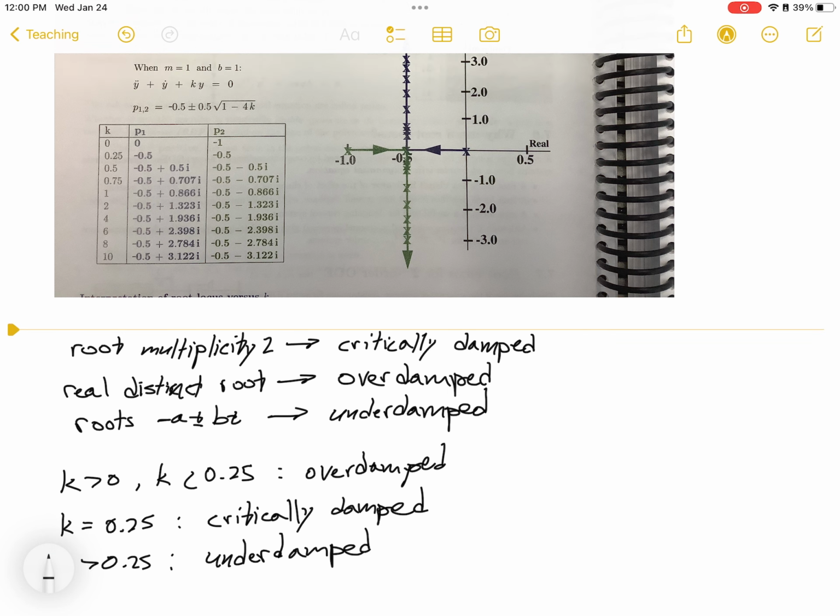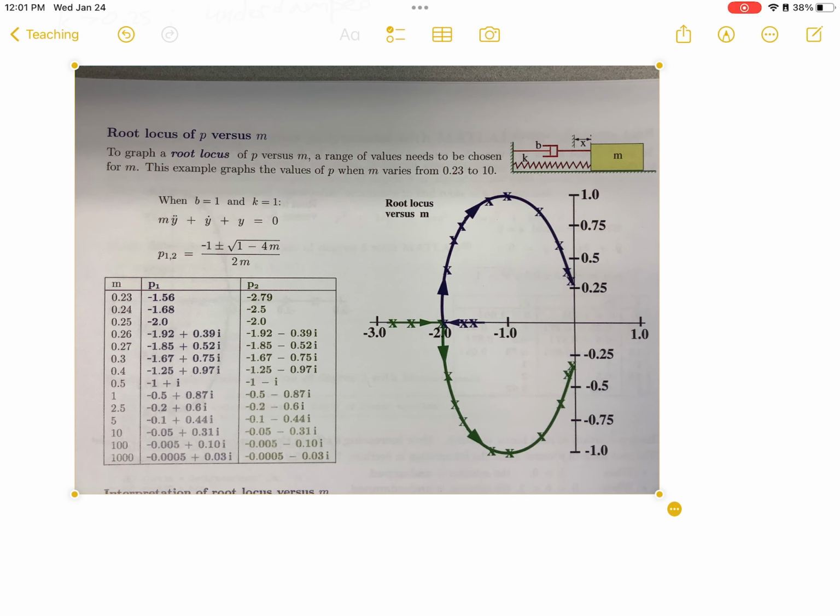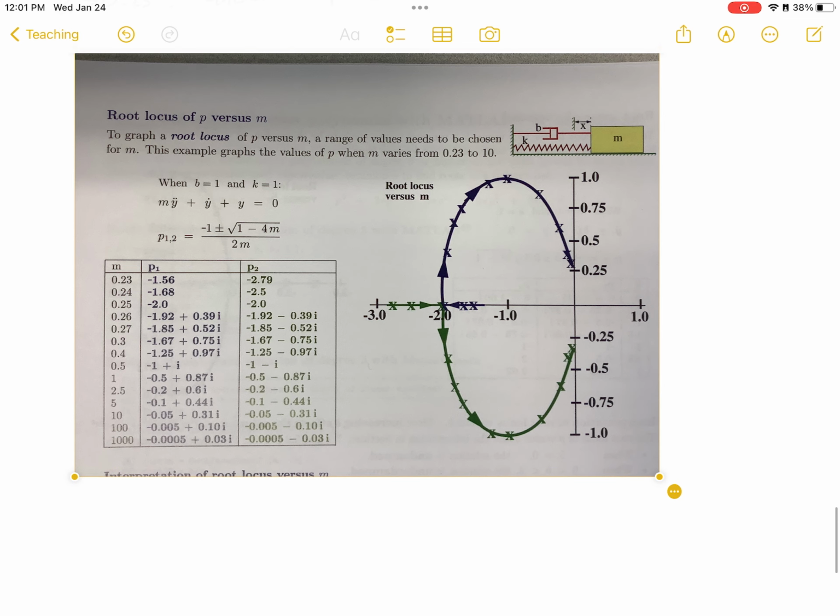So let's go ahead and add another picture, look at another example. In this example, instead of varying the stiffness, we're going to vary the mass, and we start to see some curvature when we do that. In this one, just looking at the root locus, looking at the plot and at the table, we can see that this system happens to be critically damped when m equals 0.25.